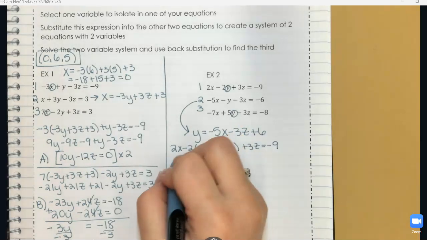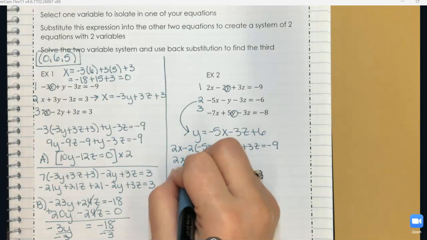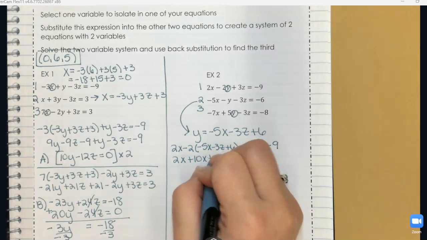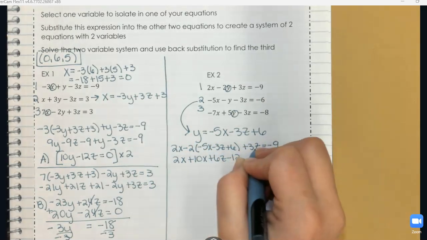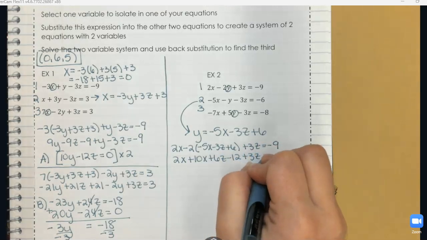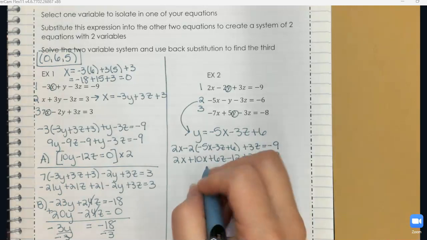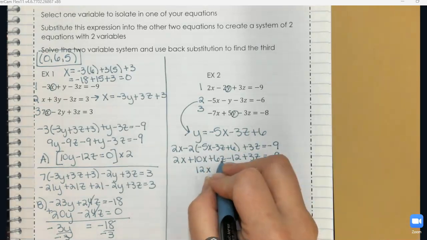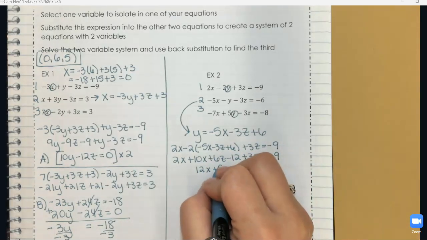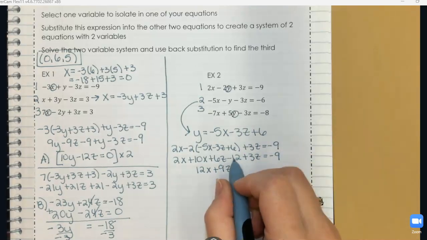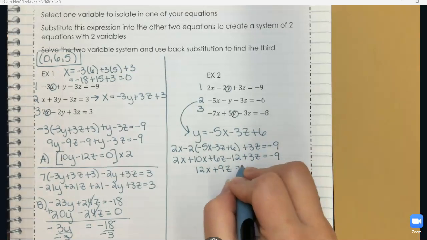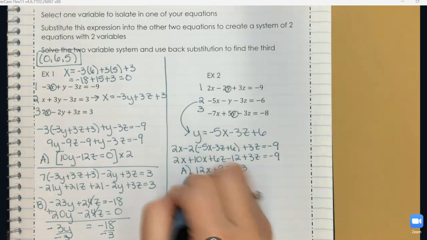I have to distribute that negative 2, and I'm going to get plus 10x plus 6z minus 12. Still have that 3z on the outside. Then I can combine all my like terms. 2x and 10x gives me 12x. 6z and 3z gives me 9z. I'm going to add the 12 to the other side, and this will be equal to 3. I'm going to call this equation A.